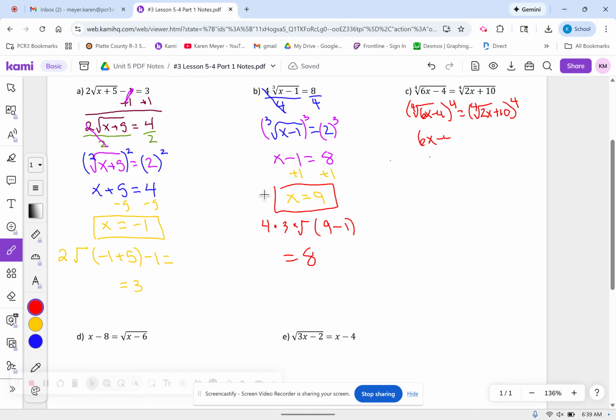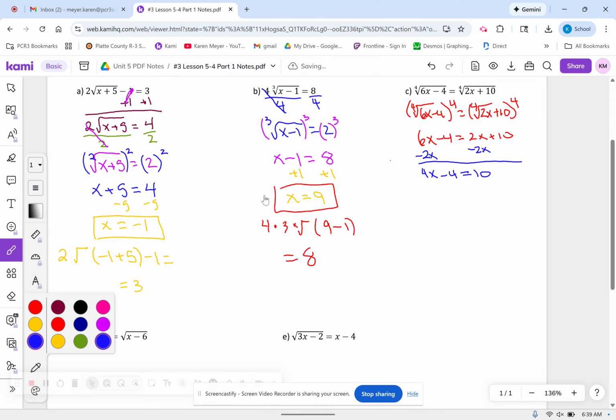So 6x minus 4 equals 2x plus 10. And now we just solve this like a regular equation. So I'm going to move my x over to the left side. So that will give me 4x minus 4 equals 10. And then I'm going to move my plain number over. So I'm going to add 4. So then I get 4x equals 14. And then if I divide this, I will come up with a decimal, which is okay. No big deal. I get 3.5.